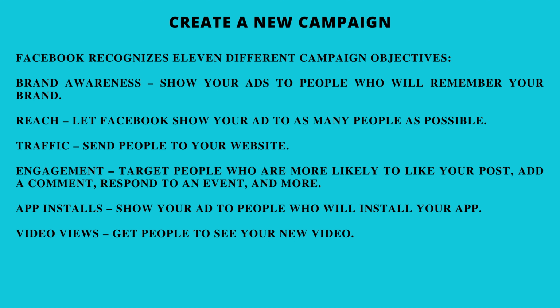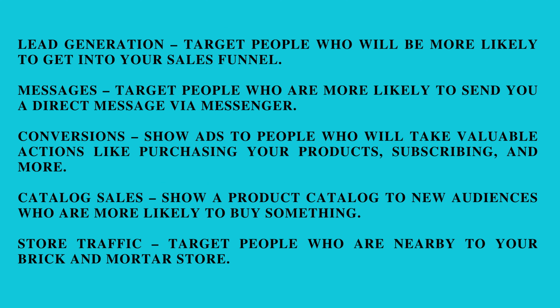Catalog sales: show a product catalog to new audiences who are more likely to buy something. Store traffic: target people who are nearby to your brick-and-mortar store. Choose one of these objectives and click on the Continue button. This action will open a new window in your Ads Manager that will guide you through the rest of the campaign setup. Campaign name: give your campaign a memorable name.